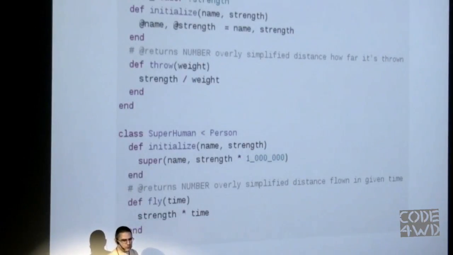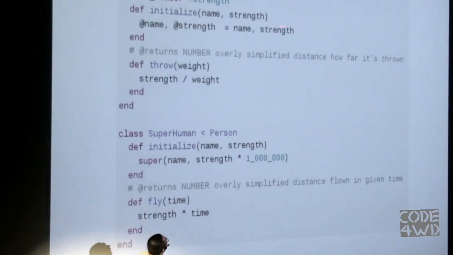Let's see another example. So we got a person, and it has some strength, and it can throw items. So the distance, how far you throw, is some calculation. And of course, for me, the possibility is superhuman or super person, if you try. And the strength is, of course, bigger. And then they can fly, of course. Strength times time, it's the distance, how long you fly.